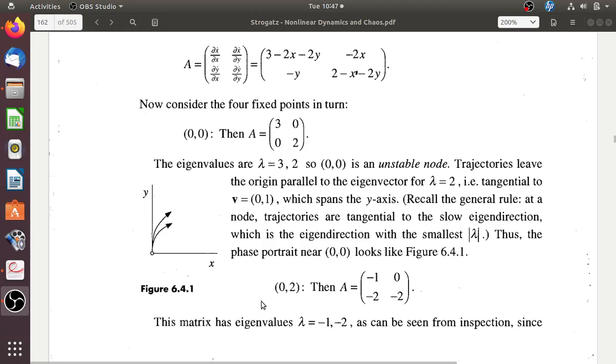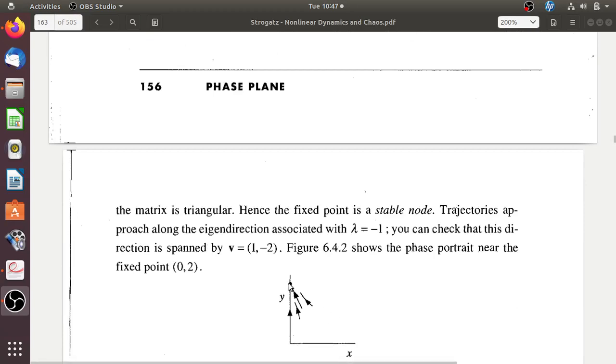Then the next fixed point, we are able to understand that the eigenvalues are -1 and -2. Since both eigenvalues are negative, it is a stable fixed point. In the picture the point is going to be here, and it's going to attract all the trajectories near it, and the dominating direction can be identified using the eigenvector.